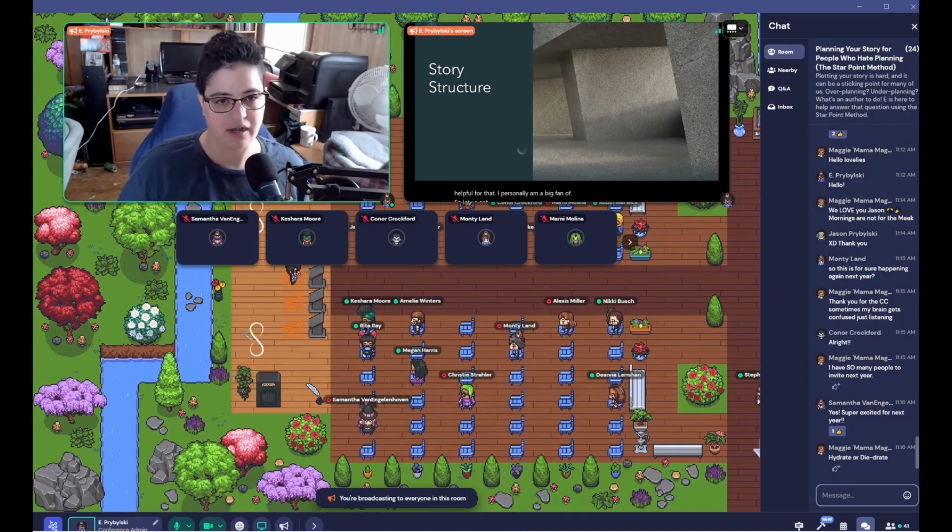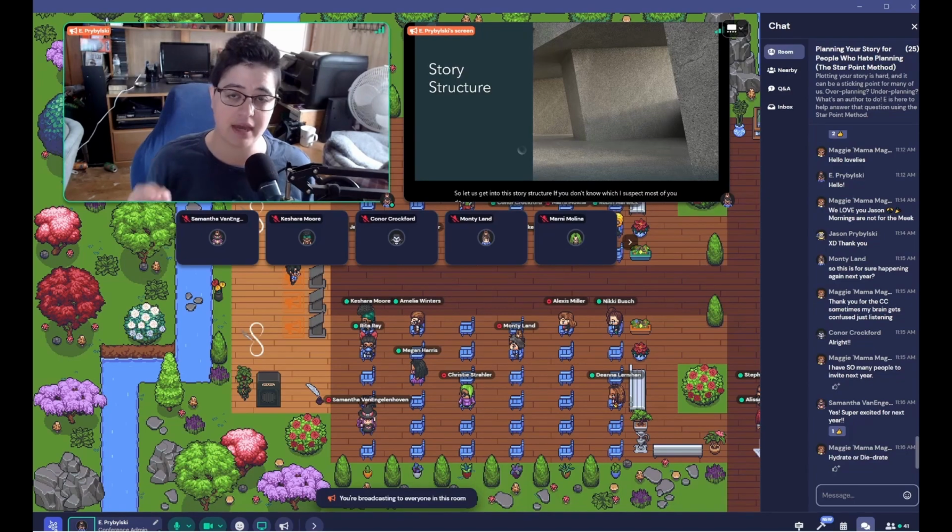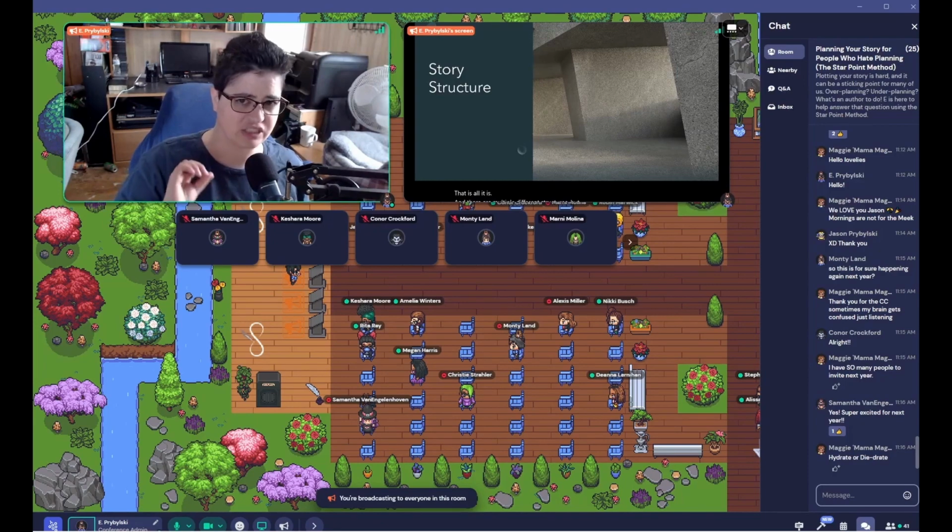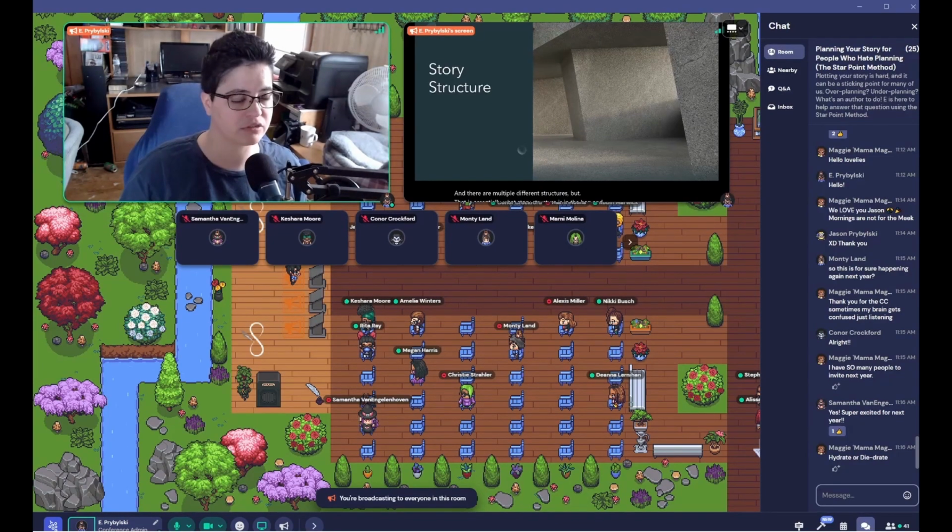Story structure. If you don't know, which I suspect most of you do, story structure is the pattern of rising and falling tension through a story. That is all it is. And there are multiple different structures, but that is essentially what story structure is, and fortunately it is almost universal.